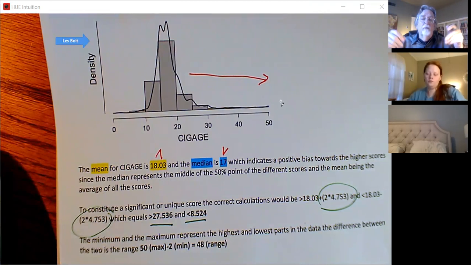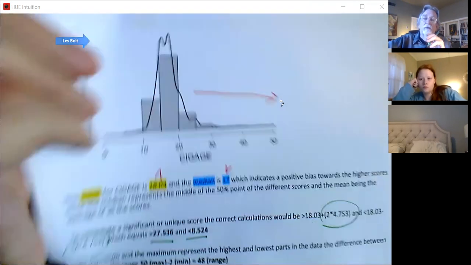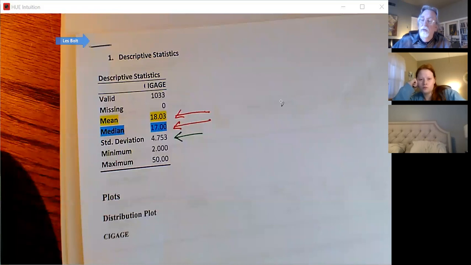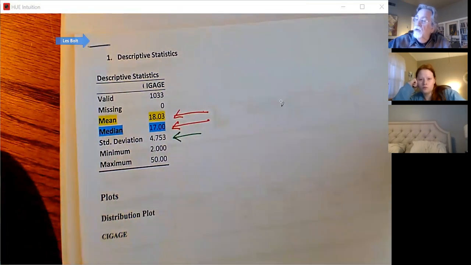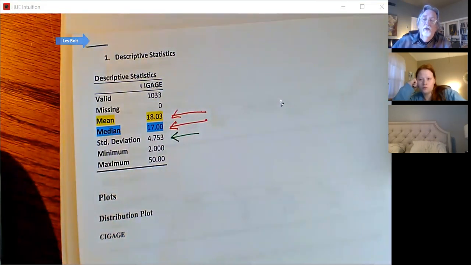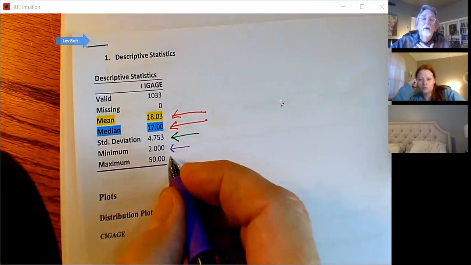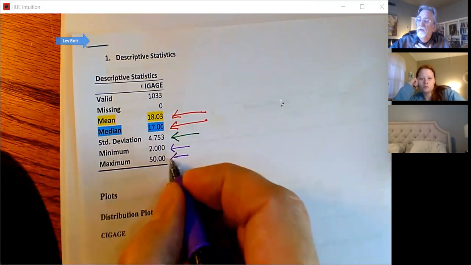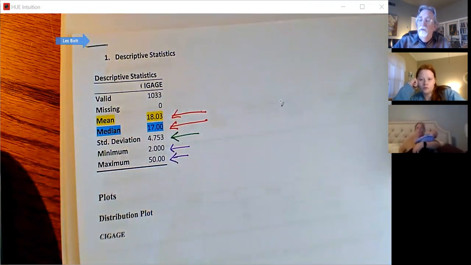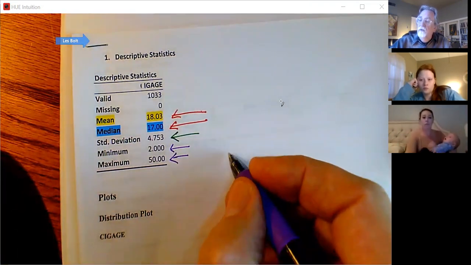Now, I also asked for the range of the scores, and that's pulled from the minimums and maximums. The minimum value is 2, and the maximum value is 50. So the range is just the difference between those, and so the range is 48.